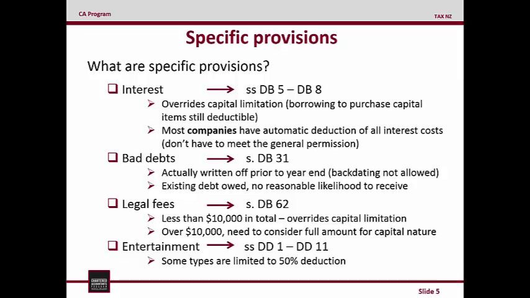Entertainment expenditure is covered by sections DD1 to DD11. A common misconception is that all entertainment expenditure is limited to a 50% deduction. In reality, entertainment expenditure is a more complex set of rules that we should all be aware of. Take a look at our tax takes video on entertainment expenditure for more detail on this.